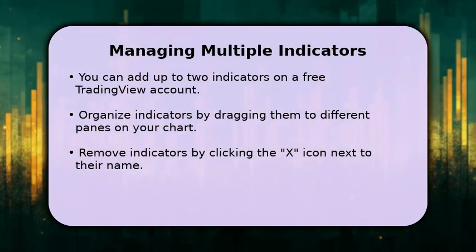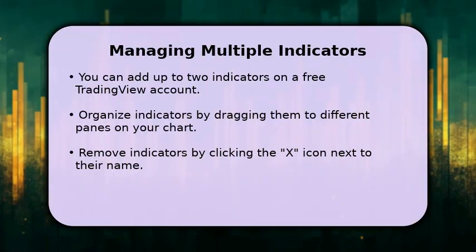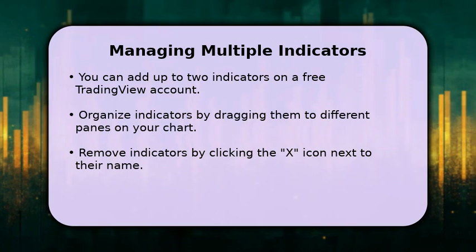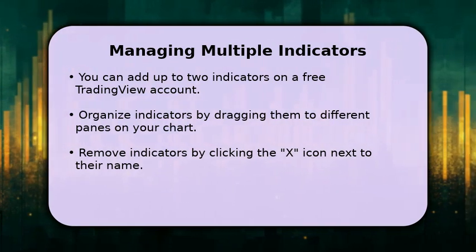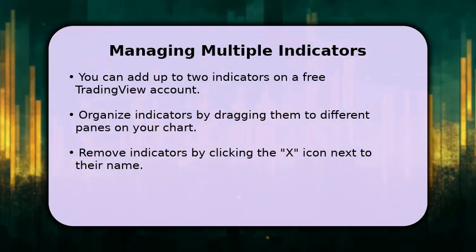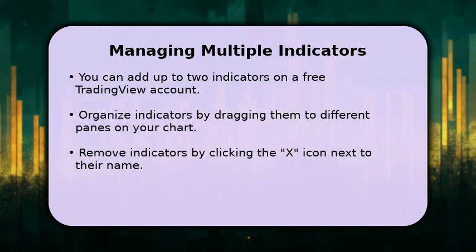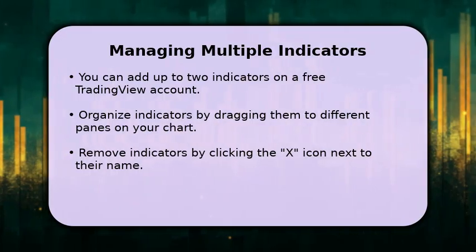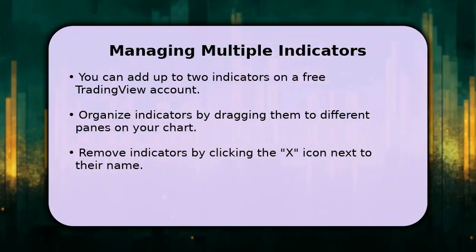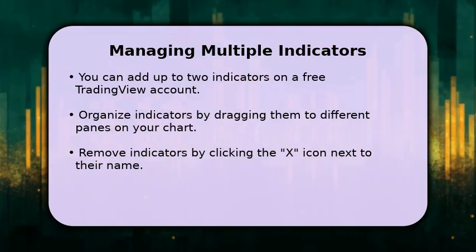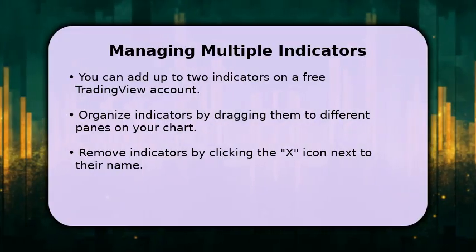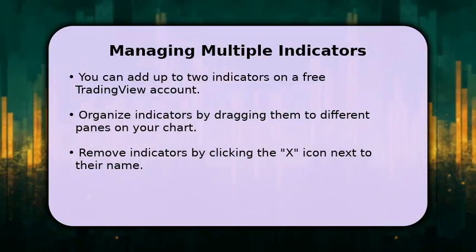Managing multiple indicators efficiently is key to a clean and effective chart setup. On a free TradingView account, you can typically add up to 2 indicators per chart, while paid plans offer significantly more, often up to 25 or even more. To keep your chart organized, you can drag indicators to separate panes, allowing for clearer visualization. If an indicator is no longer needed, simply click the small X icon next to its name on the chart legend to remove it instantly. This helps maintain a focused analytical view.